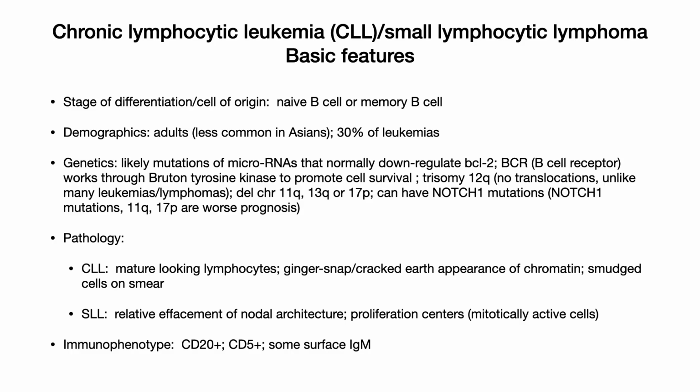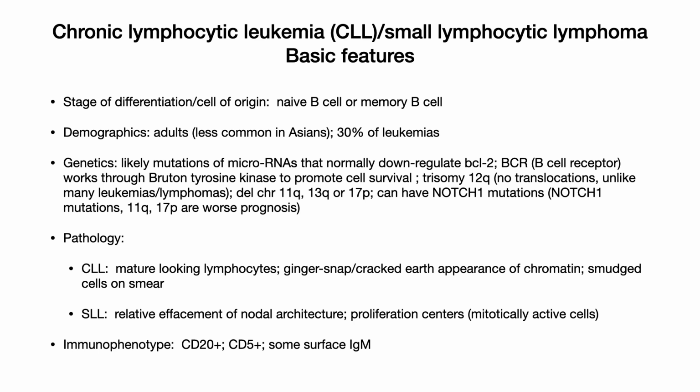Okay, so chronic lymphocytic leukemia or small lymphocytic lymphoma. This is one that really crosses over. When it's mostly in the blood, it's more consistent with chronic lymphocytic leukemia, but small lymphocytic lymphoma is in the lymph nodes. They're both essentially the same disease, just more involvement in the blood or more involvement in the lymph nodes. So the stage differentiation is there. It's a naive B cell or memory B cell, so past the pre-B cell. It's mostly seen in adults, and it's about 30% of leukemia, so very common.